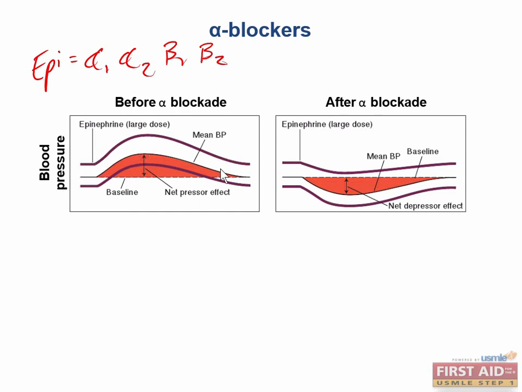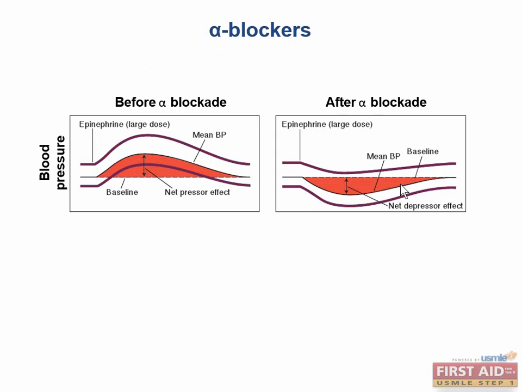Now let's take a look at epinephrine after we block alpha receptors. The rise in blood pressure seen with epinephrine is going to be reversed in the presence of phentolamine, a non-selective alpha blocker. This is because phentolamine is going to block our alpha component, or the vasoconstriction component of epinephrine, which is going to leave the vasodilation component of our epinephrine. So we're actually going to see a drop in blood pressure.